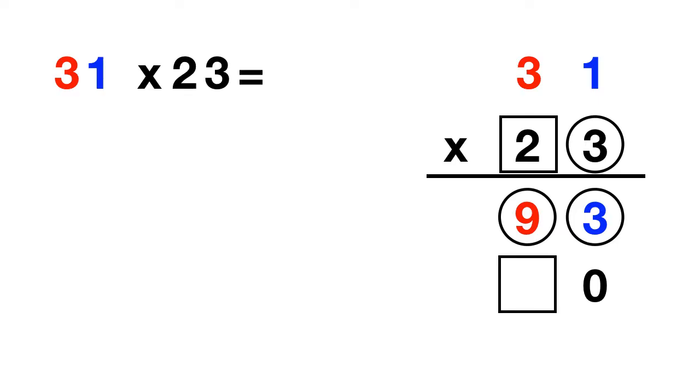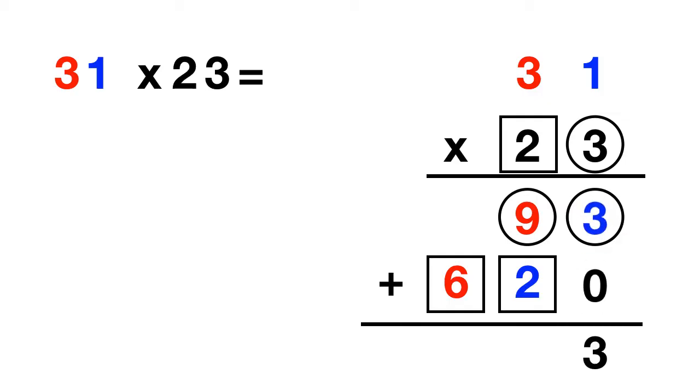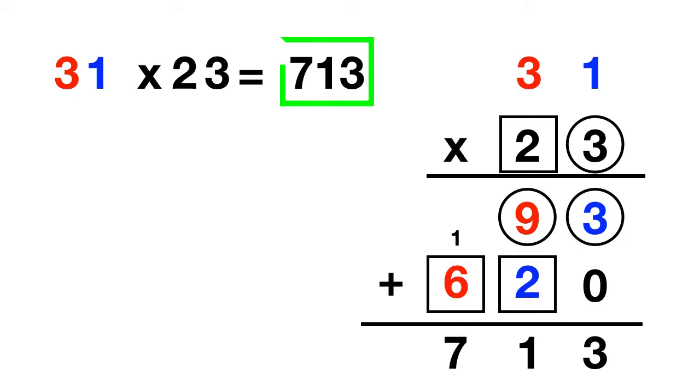Your first square will be 2 times 1, which is 2, and your next square will be 2 times 3, which is 6. Now we can add these two rows together. 3 plus 0 is 3. 9 plus 2 gives us 11. And then 1 plus 6 gives us 7. 31 times 23 equals 713.